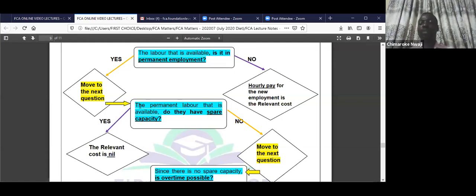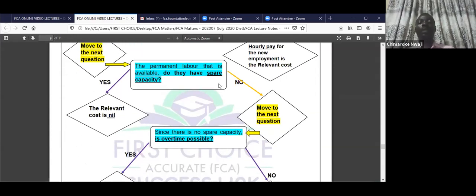And so you were busy doing nothing. So the relevant cost for a permanent employment that has spare capacity is nil. So that's what you should take note. Once you see spare capacity, remember it's permanent employment that has that language. Now, when a permanent employee does not have spare capacity, we move to the next question.